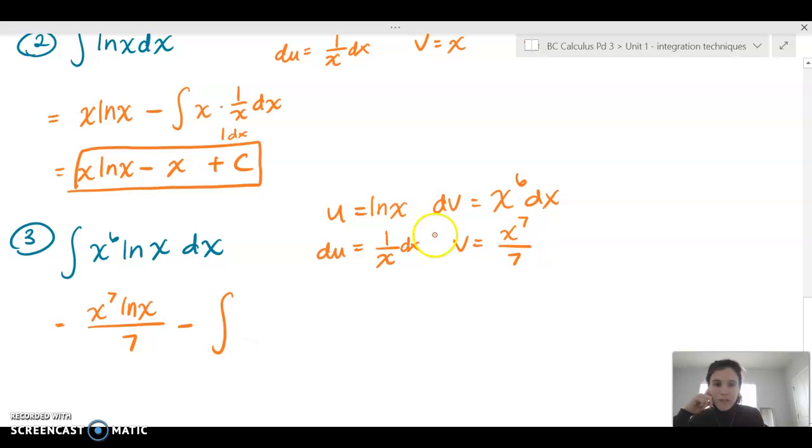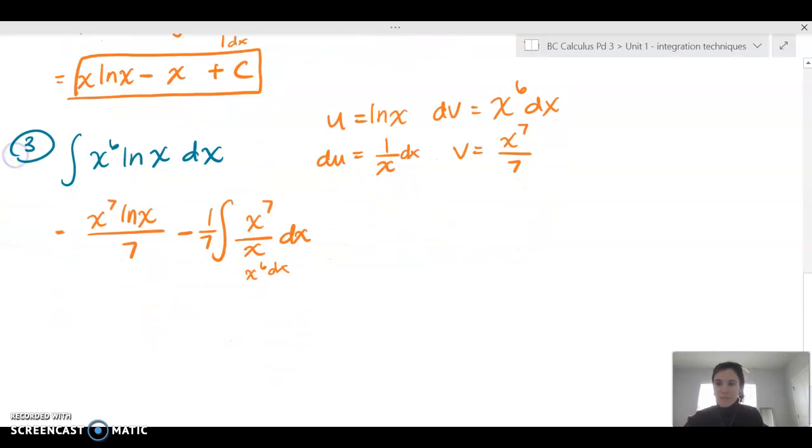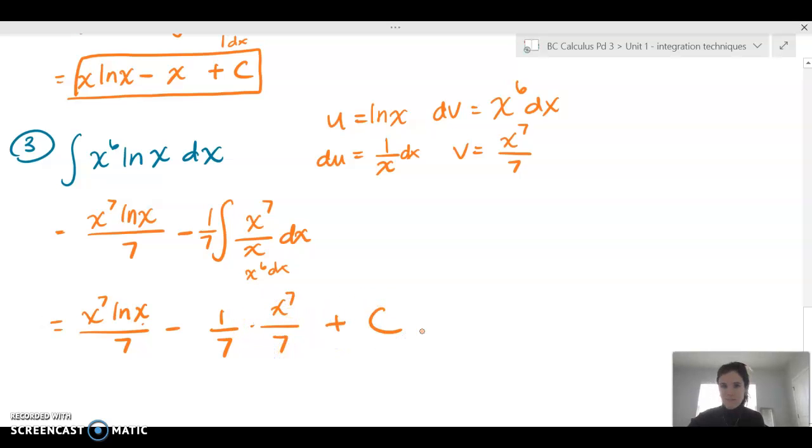So the integral of v du. I'm going to bring out this 1 over 7 because that's a constant. So we have 1/7 times the antiderivative of x to the 7th over x dx. And look at that. Why is that nice? This became x to the 6th dx. So one last step. We've got x to the 7th times the natural log of x over 7 minus 1 over 7 times the antiderivative of x to the 6th, which we just found. So that was x to the 7th over 7 plus c.